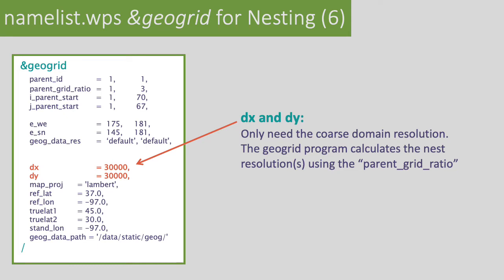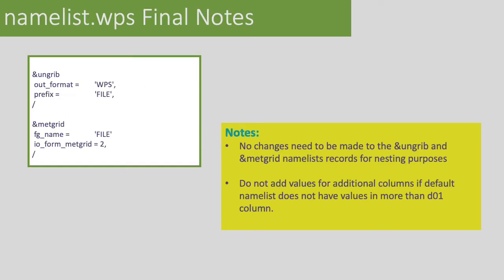To set resolution, you'll set dx and dy, but you only need to set this for domain 1. The GeoGrid program calculates the resolution of child domains based on the parent grid ratio. So just a couple of final notes for the WPS namelist.